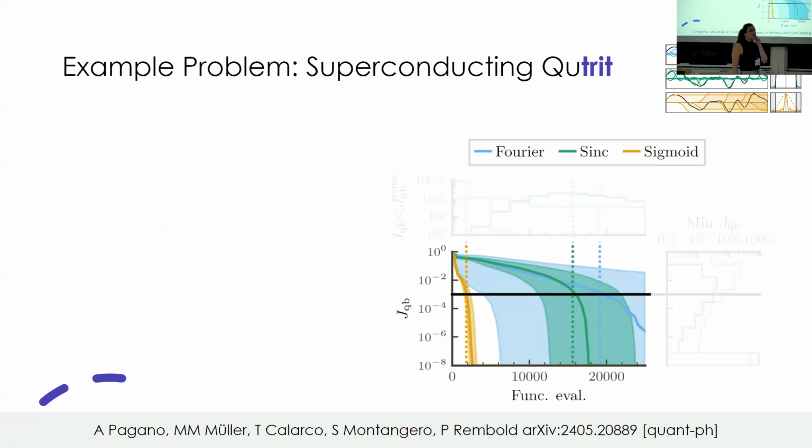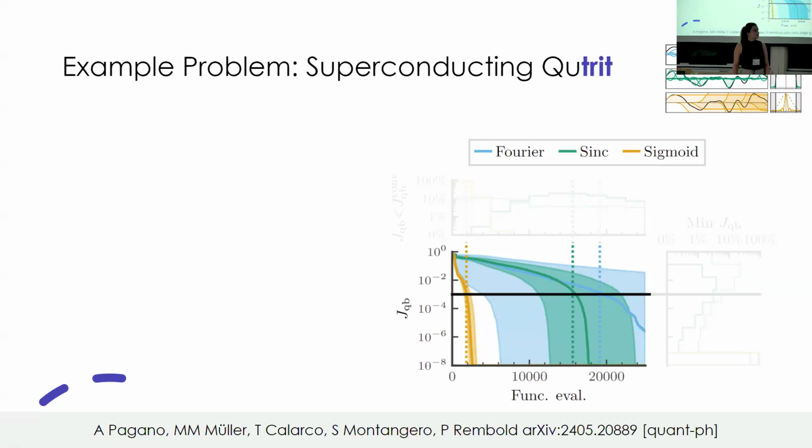In this graph, the x-axis tells you about the number of function evaluations, so we want to keep that low. And the y-axis tells you about the infidelity, so we also want to keep that low. Actually, this is gate infidelity, right? And then in yellow is the sigmoid basis, in green is sinc, and in blue is the Fourier basis. And you can see that clearly one does better than the other ones.